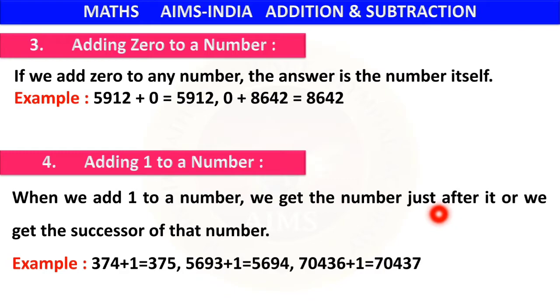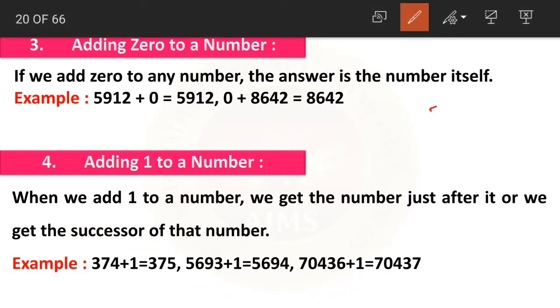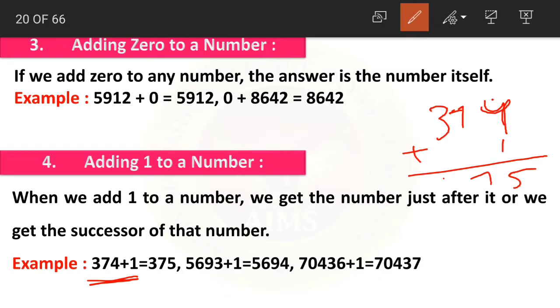How do we find out the successor? By adding 1 to the given number. That is what they are saying here. When we add 1 to a number, we get the number just after it, or we get the successor. Like for example, here 374 plus 1. Yes, 374 plus 1. What will the sum be? 4 plus 1, 5, 7, 3.